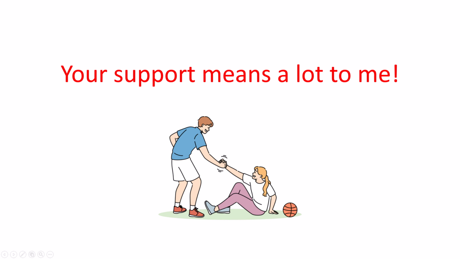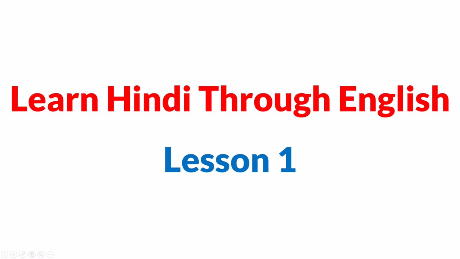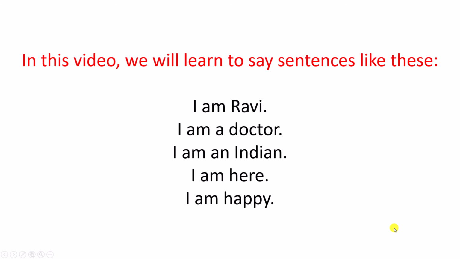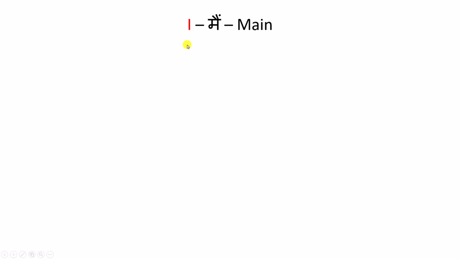Having said that, let us start our first lesson of this series. In this lesson, we will learn to say sentences like these in Hindi. Alright? Now, I in Hindi is मैं. मैं. Okay? मैं is spelled like this in English.